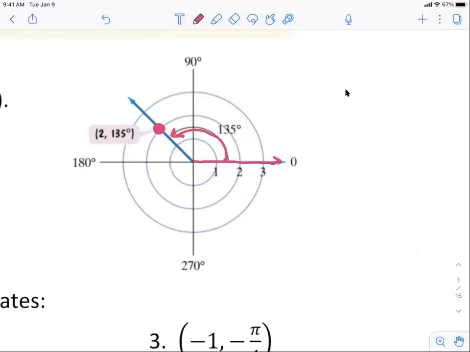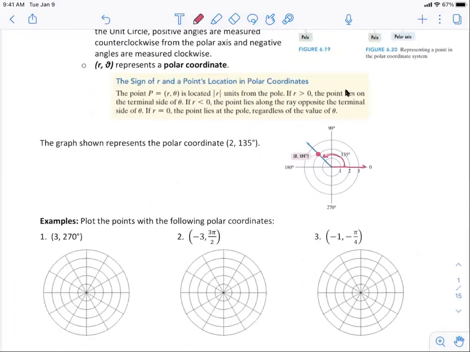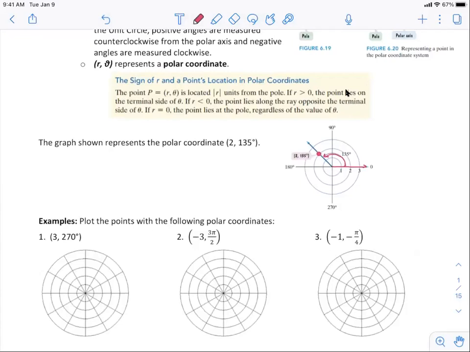The circles, we don't draw the circles. That's just kind of there to help us, just like the grid marks on an xy graph are there. Those grid marks don't really become part of the graph. It just helps us visualize where we're going.